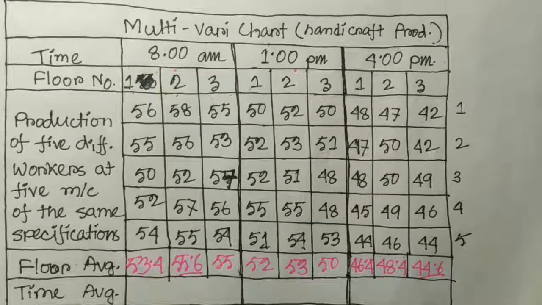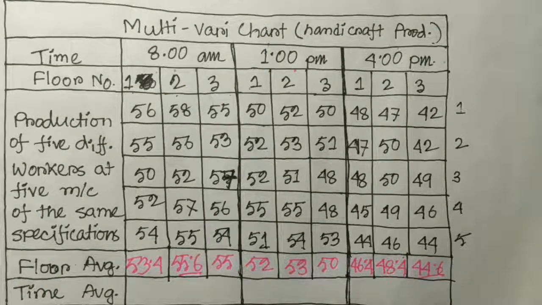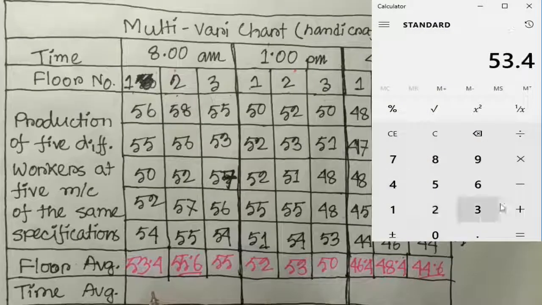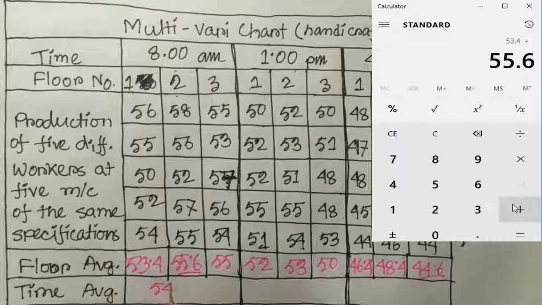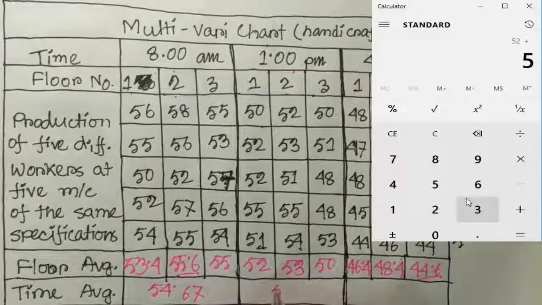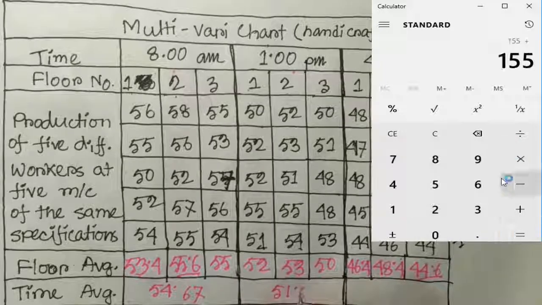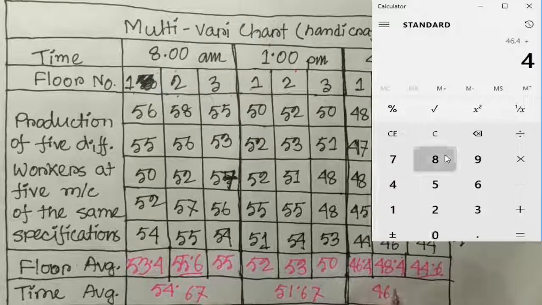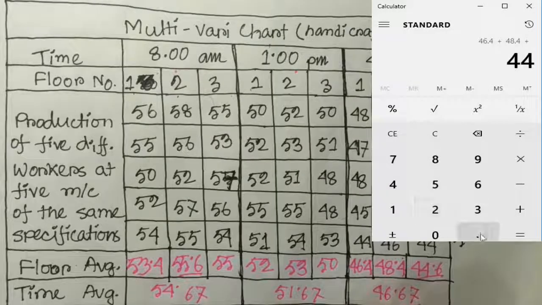And the production averages between times are 54.67, 51.67, and 46.67.